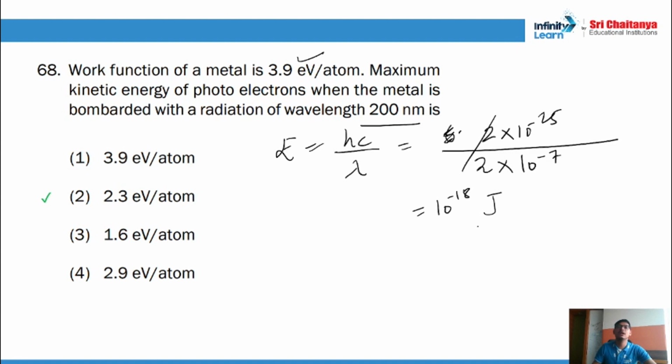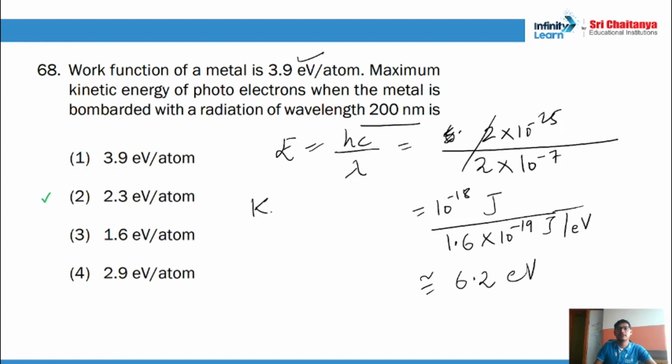Is that clear, guys? Now you have to convert it into electron volt. So let's divide it by 1.6 into 10 to the minus 19 joule per electron volt. That is the value you should remember. It is the value of 1 electron volt. Then this will come out to be approximately, this is 10 by 1.6, approximately 6.2. Now you use Einstein's photoelectric equation: the maximum kinetic energy is equal to the energy of the incident photon, which is 6.2, minus the work function of the metal, which is 3.9.